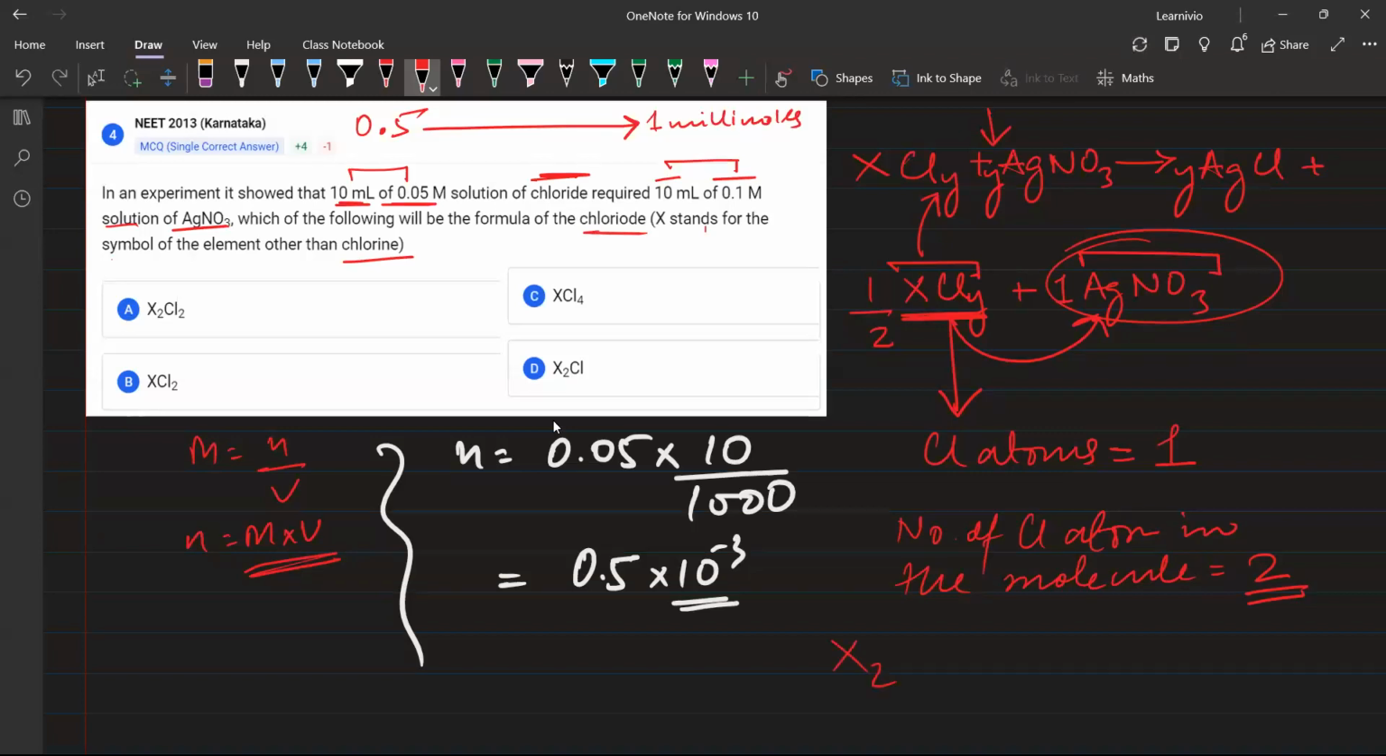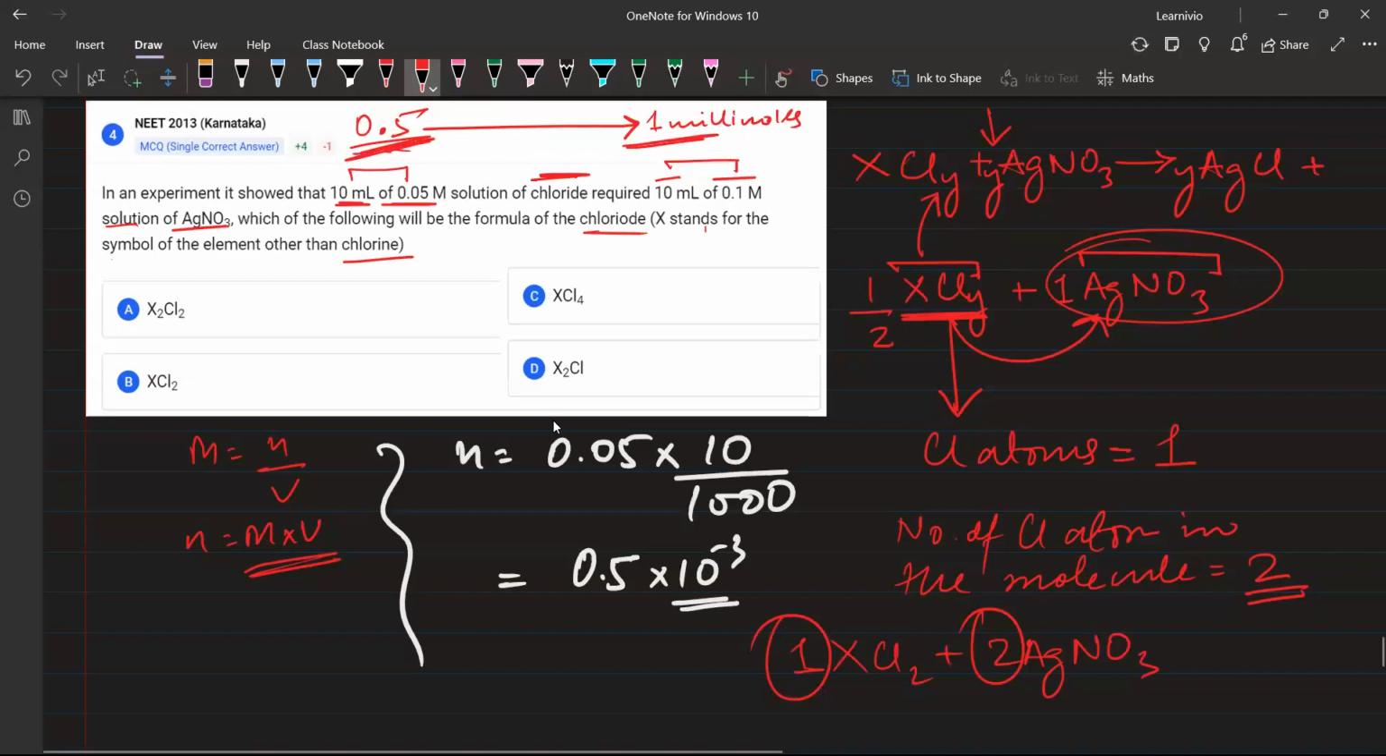अब देखिए XCl2 plus 2 moles of AgNO3. ठीक है ना. अब देखिए यहाँ पे सही पैटर्न ना, 1 मोल ऑफ द क्लोराइड रिक्वायर्स ट्वाइस दैट ऑफ AgNO3. यहाँ पे भी वही हो रहा है, 0.5 और यहाँ पे 1 है. सो 0.5 रिक्वायर्स ट्वाइस, क्या हो जाएगा? 1 हो जाएगा. ठीक है, तो व्हाट विल बी द करेक्ट ऑप्शन? द करेक्ट ऑप्शन इज गोइंग टू बी XCl2.